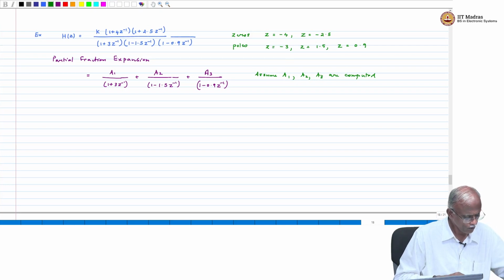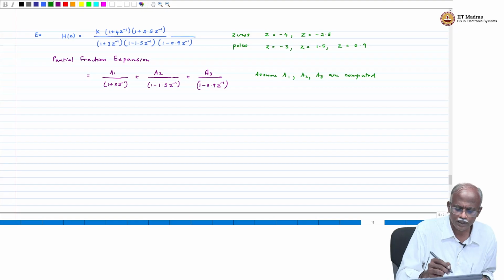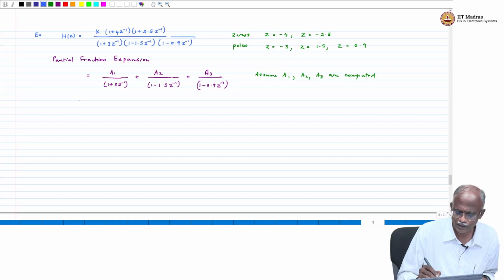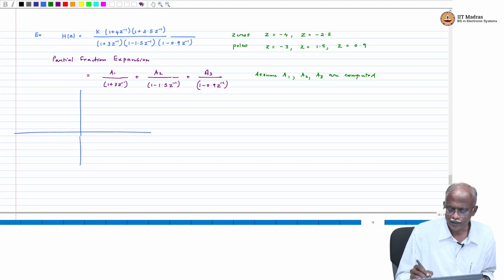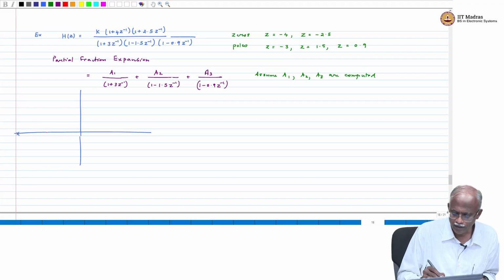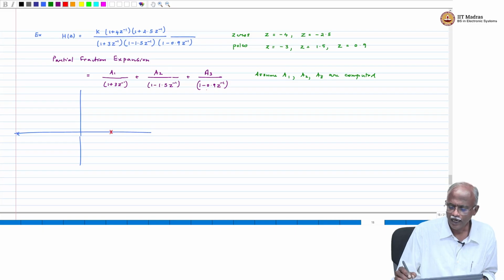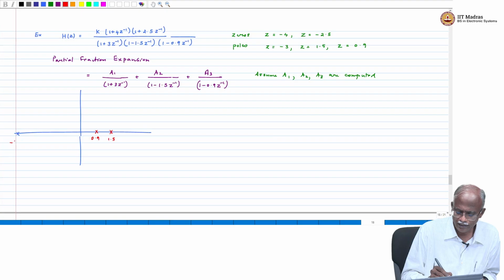The first thing that we would like to do is look at the regions of convergence. But maybe the easier thing is to first sketch the poles. The first pole is at z equal to -3. Then there is a pole at 1.5, and another pole at 0.9. So this is 0.9, this is 1.5, this is -3.